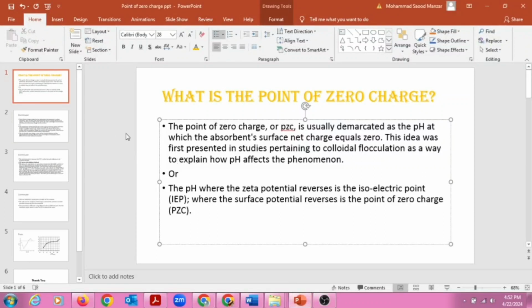Hello friends, today we learn about the topic that is point of zero charge. We also call this zero charge, point of zero charge, or you can say isoelectric point also.